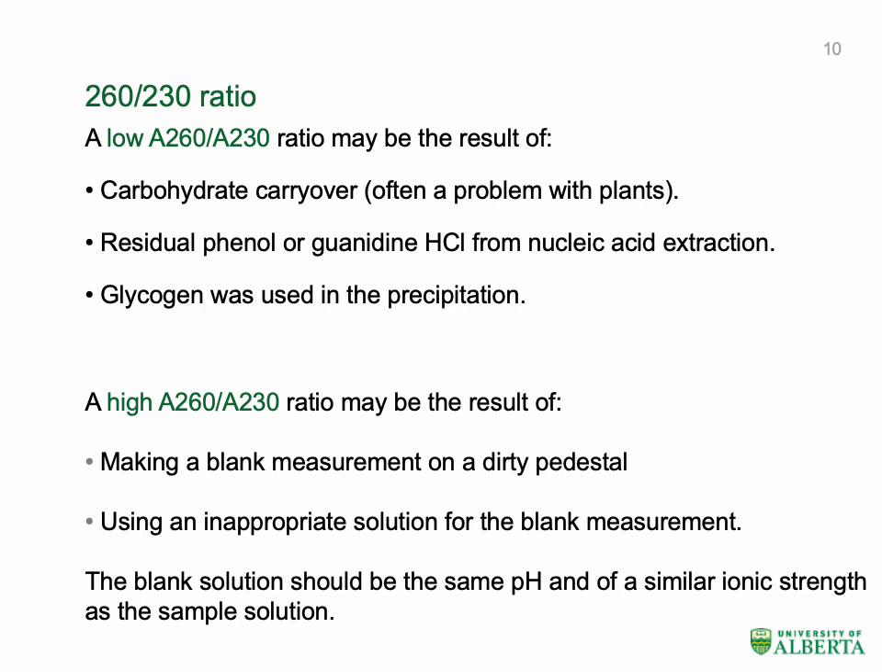A 260 to 230 ratio of 2.0 to 2.2 is generally accepted as pure for both RNA and DNA. EDTA, carbohydrates, guanidium hydrochloride, and phenol all absorb light at 230 nanometers, and if present in a nucleic acid solution, can produce low 260 to 230 ratios. 260 to 230 ratios greater than 2.2 are not associated with contamination, but instead are associated with procedural errors such as using a dirty pedestal for measurement or using an inappropriate blanking solution.